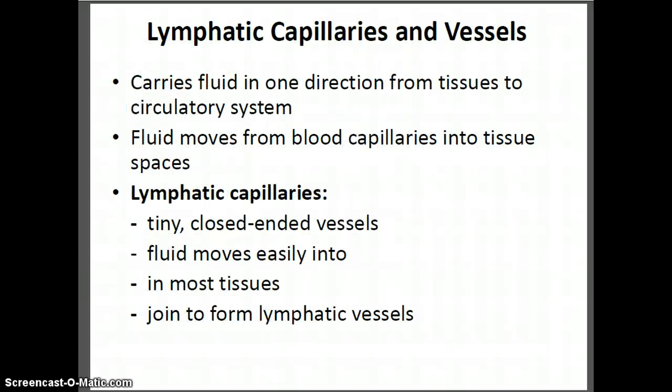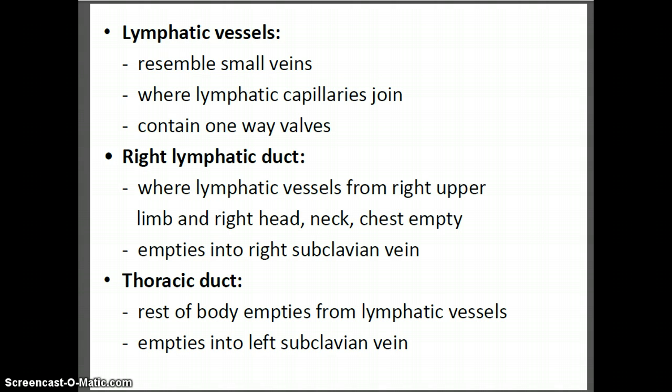Lymphatic capillaries and vessels carry fluid in only one direction, from tissues into the circulatory system, back into the venous system. Fluid moves from blood capillaries into the tissue spaces during the process of capillary exchange. About 1% or so is left behind, so it is up to lymphatic vessels to return this to the venous circulation. They are very tiny, closed-end vessels, and fluid moves easily into them, and they are located in most tissues, and they join to form lymphatic vessels. The lymphatic vessels resemble small veins, and they contain one-way valves.